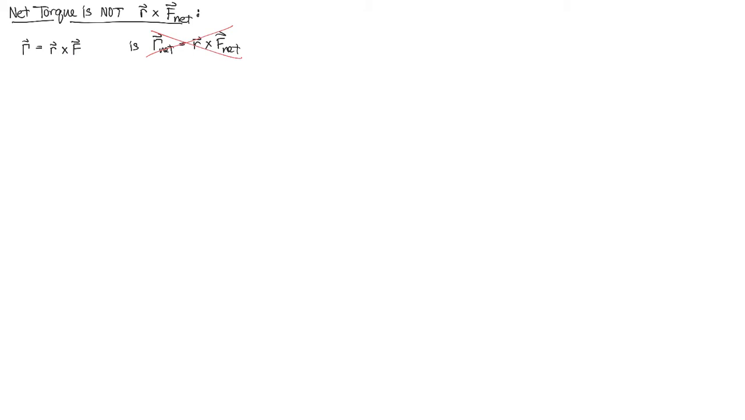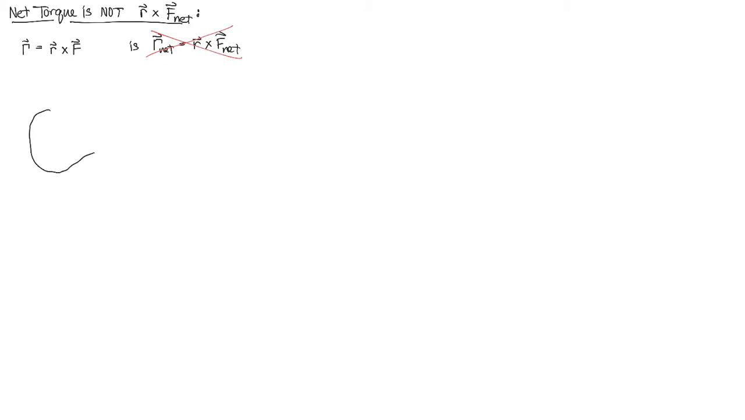So the main takeaway here is you have to compute the torque for every force individually and then add up those torques to find the net torque. You cannot find the net force and then compute the torque for it. The first way that I think it's clear that you can't first find the net force and then do R cross F is there's not only one position vector, R.